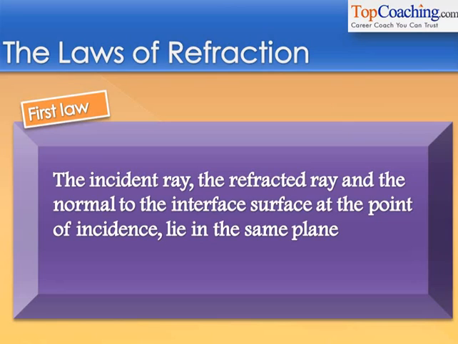Like if you draw a sheet of paper, then all these three rays can be drawn in the sheet of paper. You won't have one of the rays perpendicular to the sheet of paper or at an angle to the sheet of paper. You can draw all of these rays in the same plane, including the normal.